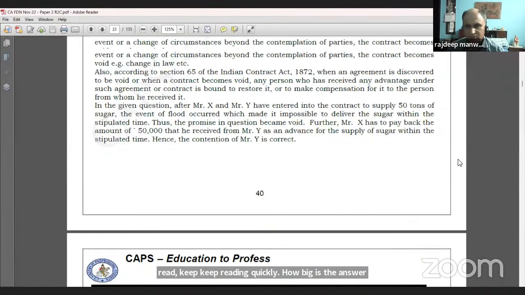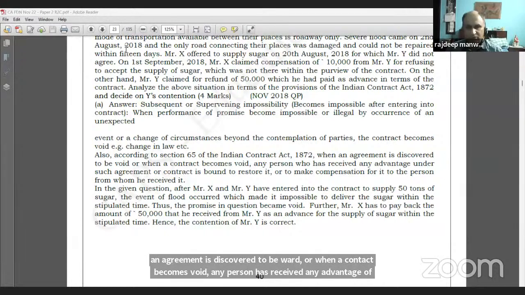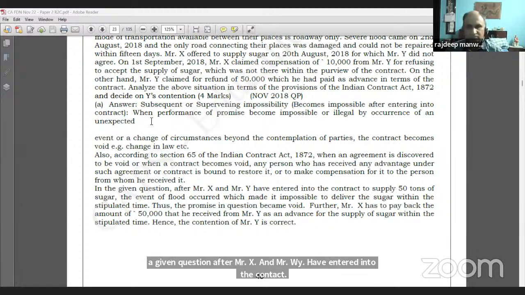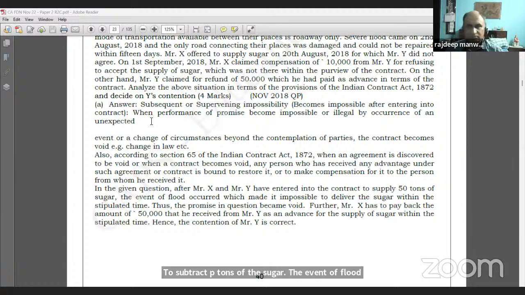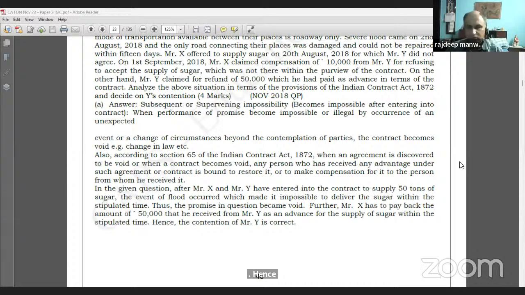Also, according to Section 65 of the Indian Contract Act 1872, when an agreement is discovered to be void or when a contract becomes void, any person who has received any advantage under such agreement or contract is bound to restore it or to make compensation for it to the person from whom he received it. In the given question, after Mr. X and Mr. Y entered into the contract to supply 50 tons of sugar, the event of flood occurred which made it impossible to deliver the sugar within the stipulated time. Thus, the promise in question became void. Further, Mr. X has to pay back the amount of 50,000 that he received from Mr. Y as an advance for the supply of sugar within the stipulated time. Hence, the contention of Mr. Y is correct. Understood or no?